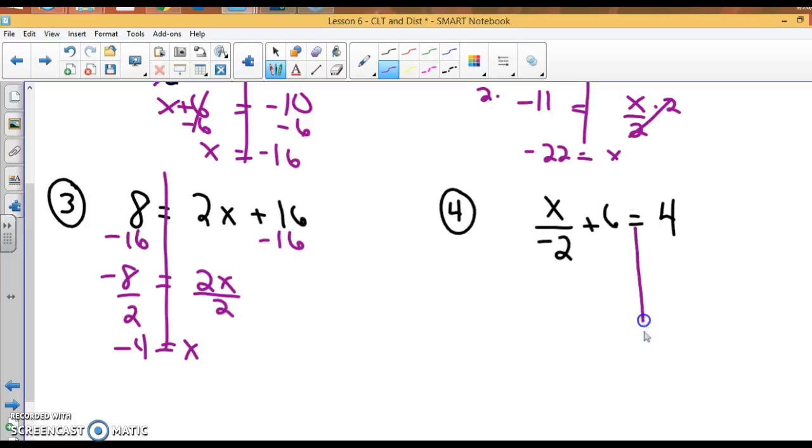Last but not least, here's your side of the variable. This plus 6 is farthest from the variable. So the opposite is minus 6. So I have x minus 2 equals negative 2. This is dividing by negative 2, so the opposite is multiplying by negative 2. So I end up getting x is 4. That's a good review of two-step equations.